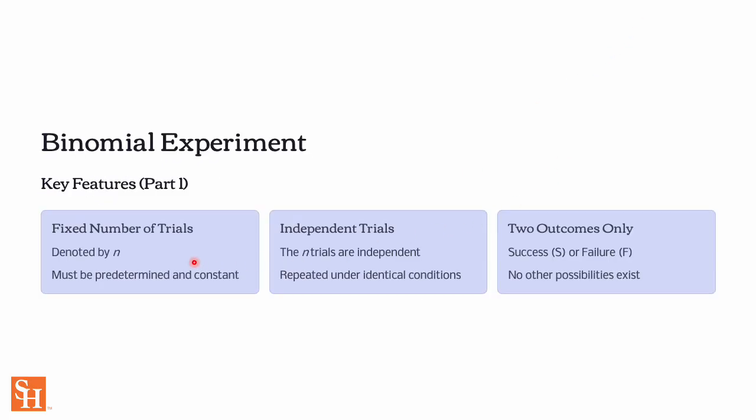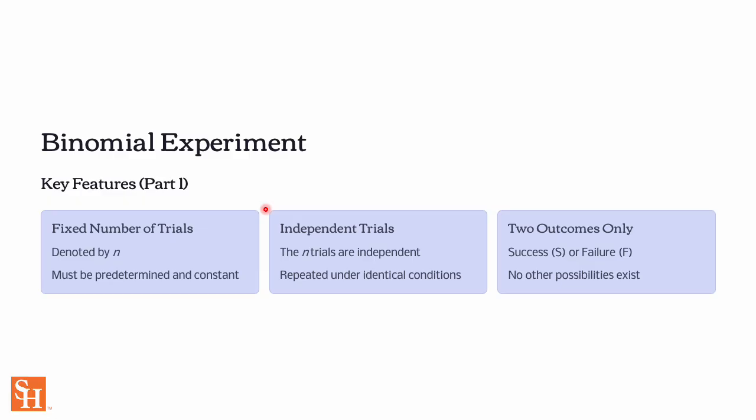Let's talk about some of the key features of the binomial probability distribution. For the binomial probability distribution, the number of trials must be fixed, and we denote that by n. That must be predetermined and constant. For example, if we throw a coin 10 times, then the number of trials is 10, therefore n equals 10, and the trials must be independent.